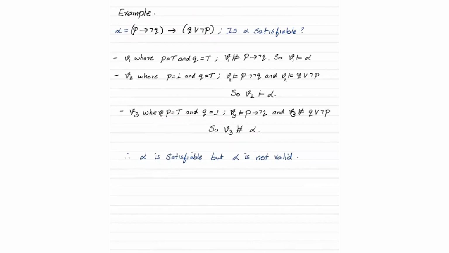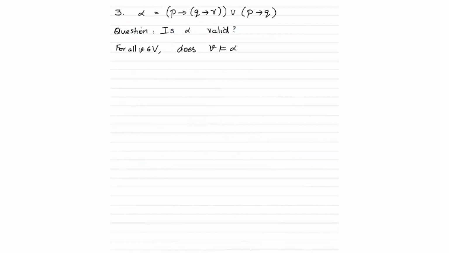Okay, so let's look at another formula which is slightly more complicated. Again, these are just small formulas, right? So you can write very complicated expressions using this syntax. So here is a formula which says P implies Q implies R, or P implies Q. And my question is whether this formula is valid. Now you already see the difficulty, right? So how do you actually test whether a formula is satisfiable or valid? We'll come to this in a minute because that's a very important question.